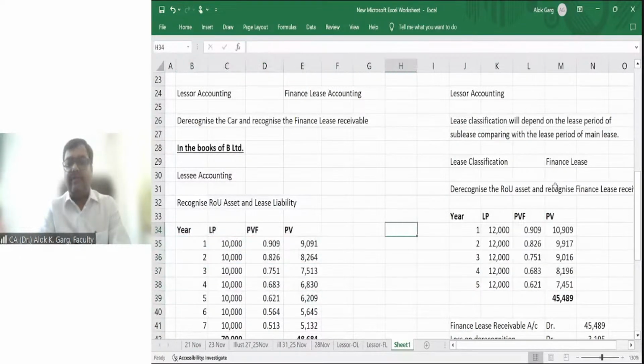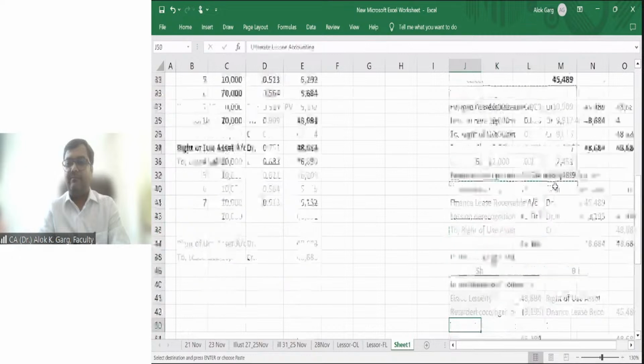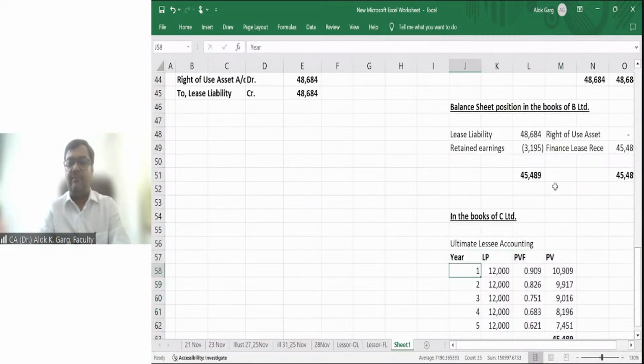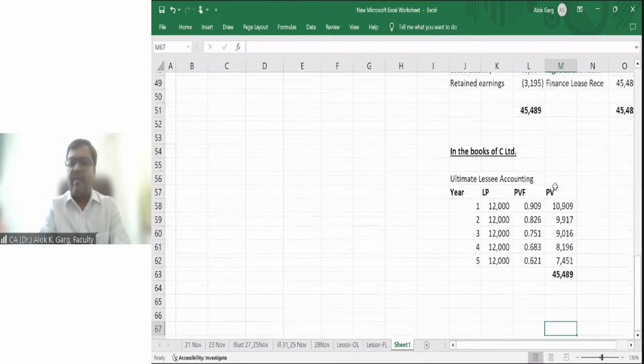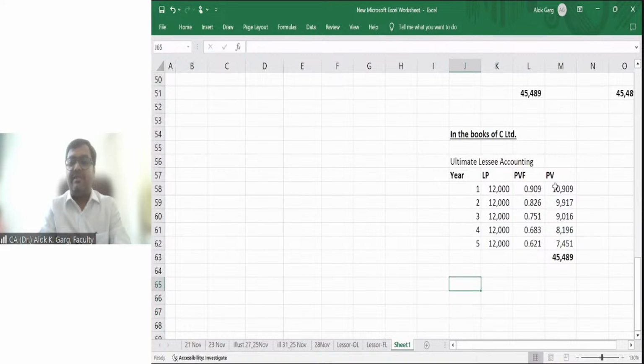Again, let me put this here. Year 1, 2, 3, 4, 5, lease payment. C will pay 12,000. Present value factor 10%. This much, this is the value. Since the discount rate is the same for everyone, that is why these values are coming the same. Let's say if the discount rate would be 11% in the books of C Limited, then this number would change, right?